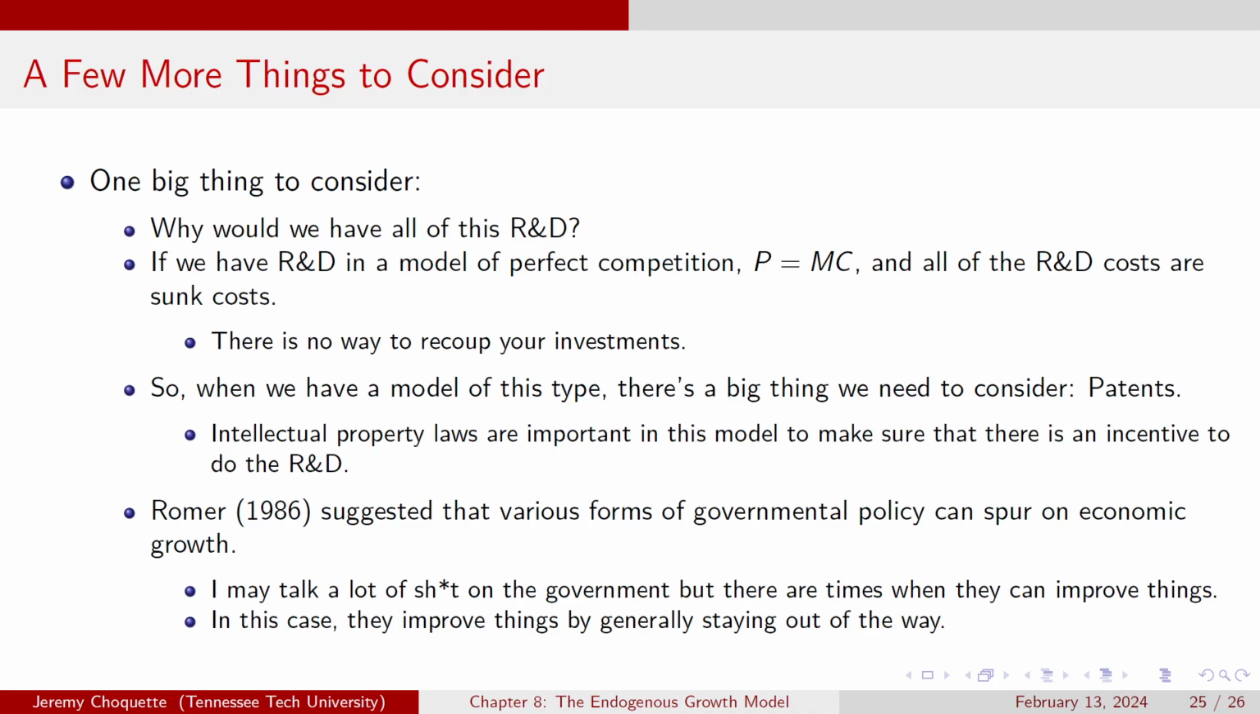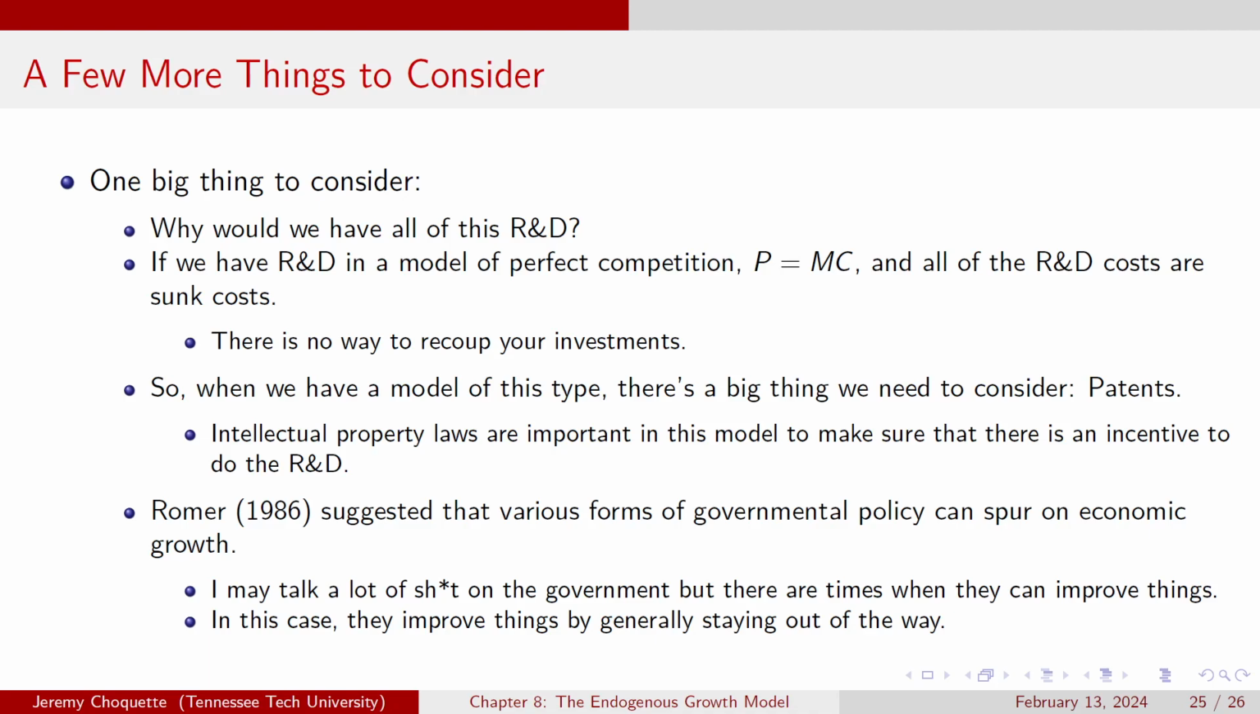So if you have a model like this, there's a big thing you need to consider, and it's patents. Intellectual property laws. They're important in this model to make sure there's an incentive to do the research and development. Because why are you going to do the research and development if the product that you make then hits the market and everybody else can take it and run with it, and then the price falls to marginal cost, and you're like, great, I just sunk billions of dollars into the development of this project, and everybody else gets to take the idea and run with it, and I'm out billions of dollars.